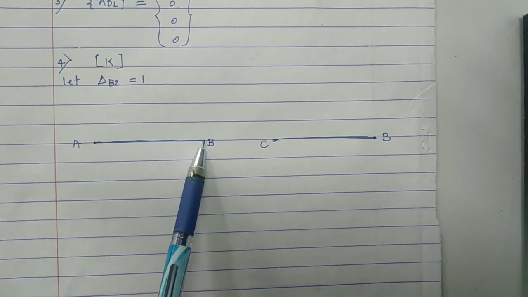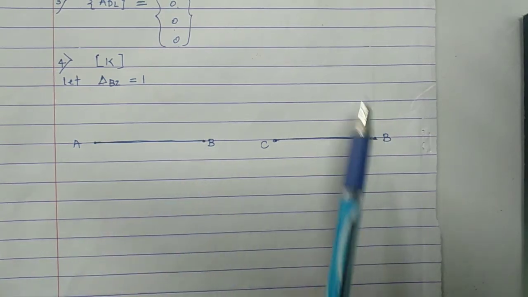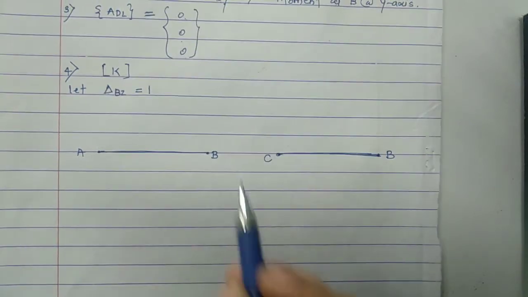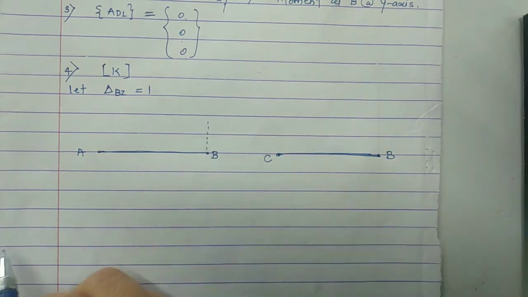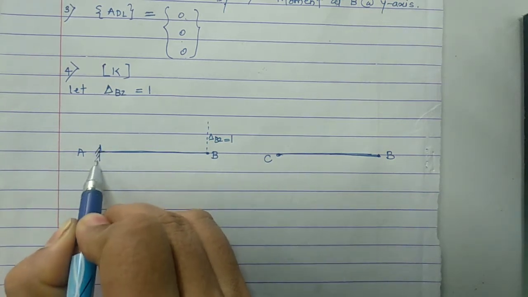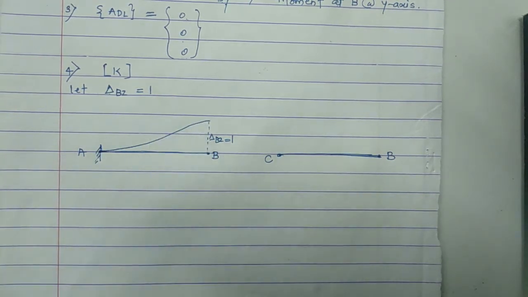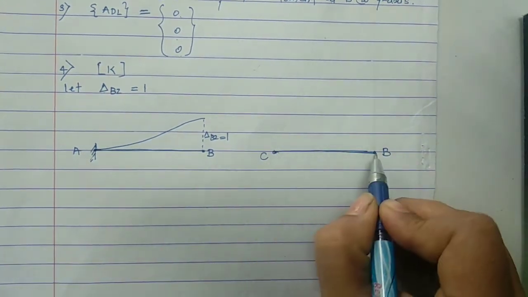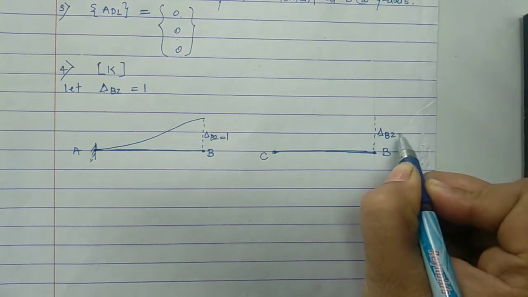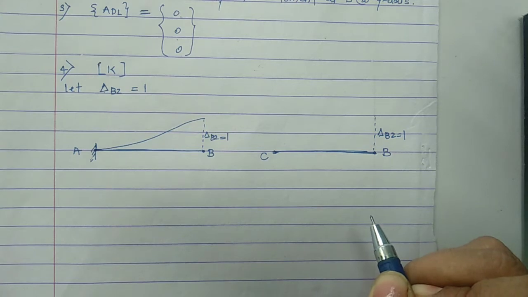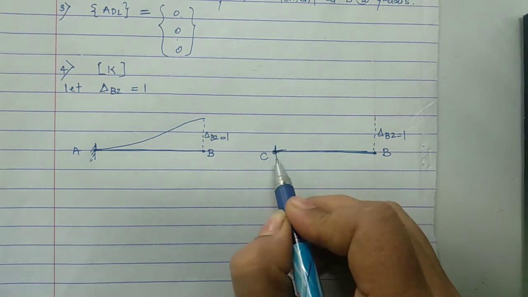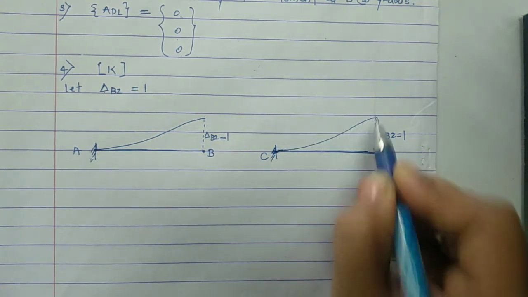So at B point in the vertical direction, in the positive direction, you have to apply unit translation, delta Bz equal to 1. Because of that, how will the member deflect? In this shape. Similarly for the CB member, the second member, when delta Bz equal to 1, we give unit translation at this B point in the positive direction, that is the vertical direction. Because of this, it will deflect in this direction, in this way.